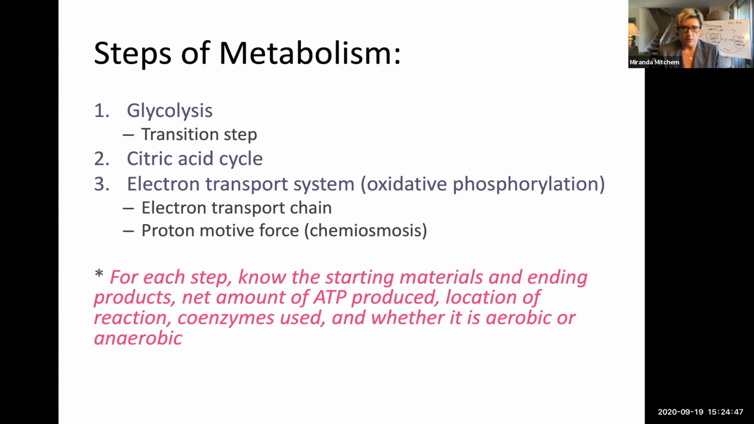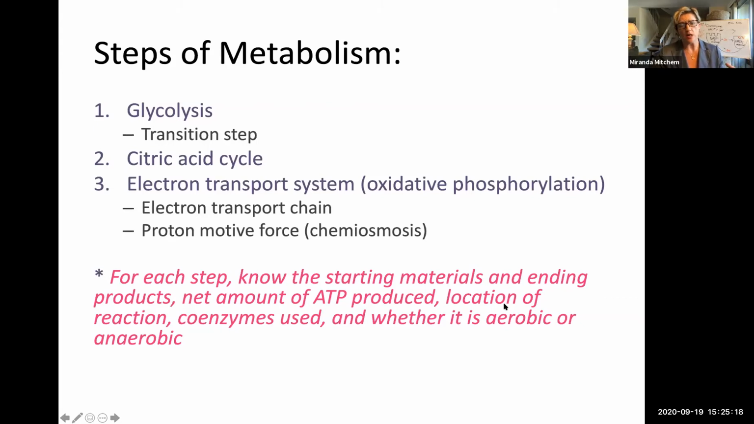So this is what I want you to know for each of the 3 main stages. I don't expect you to know all of the chemical reactions of the citric acid cycle. I mean, there's tons of them. What I want you to know are the starting materials, and we'll review this. What that stage ends with, the net amount of ATP produced for that stage, the location, where does it occur?